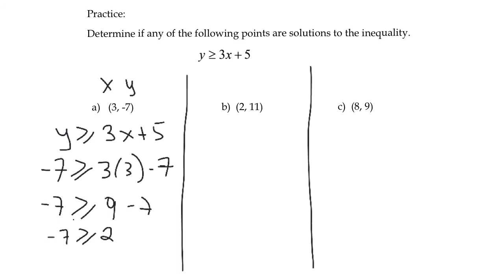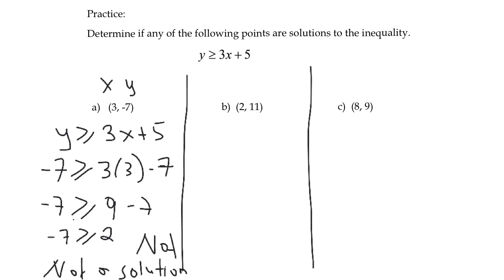Now, think for a second. Is -7 greater than or equal to 14? The answer is no. So your answer should be it's not a solution. In other words, the point (3, -7) is not a solution to the given inequality.